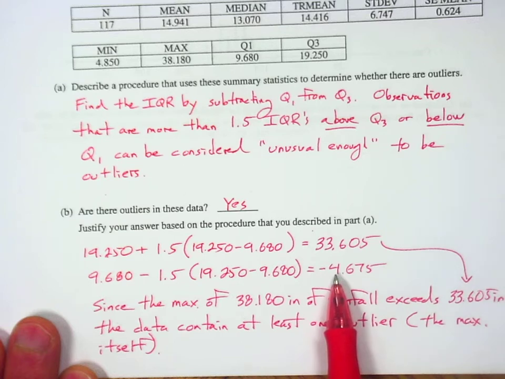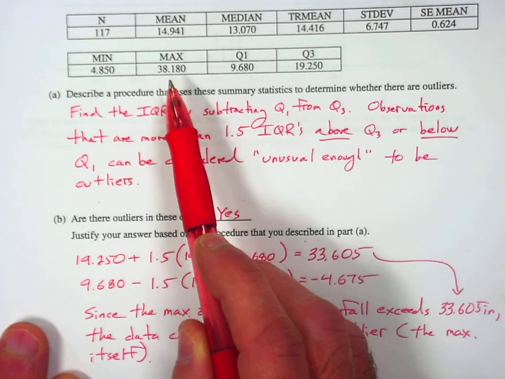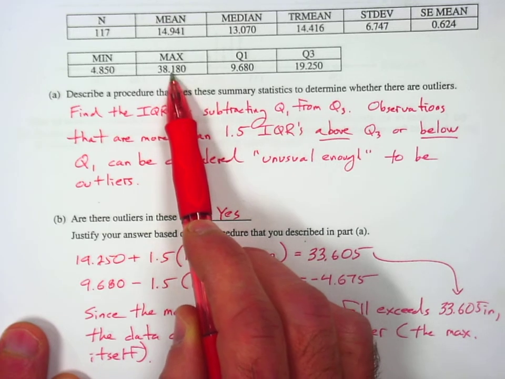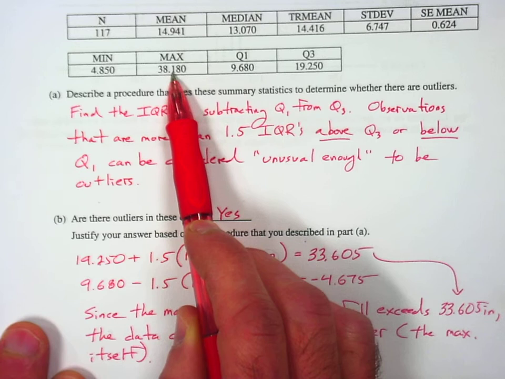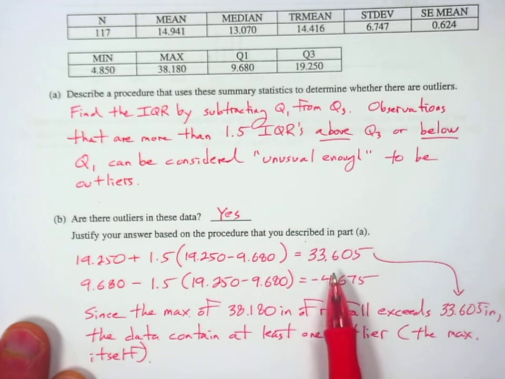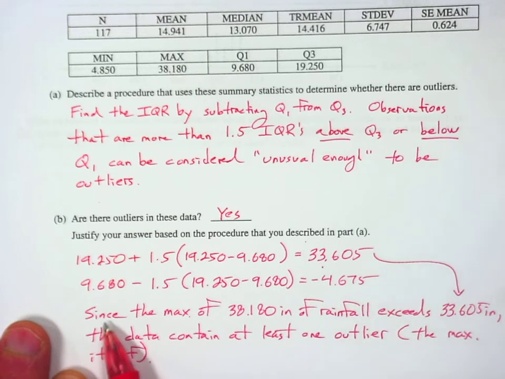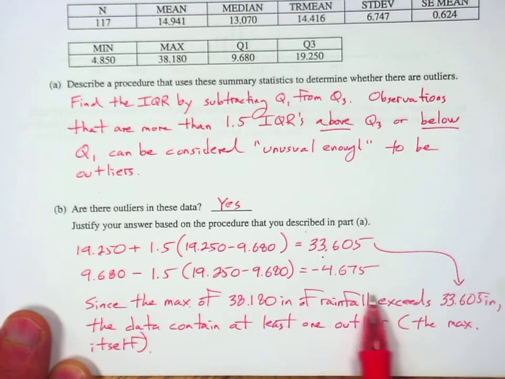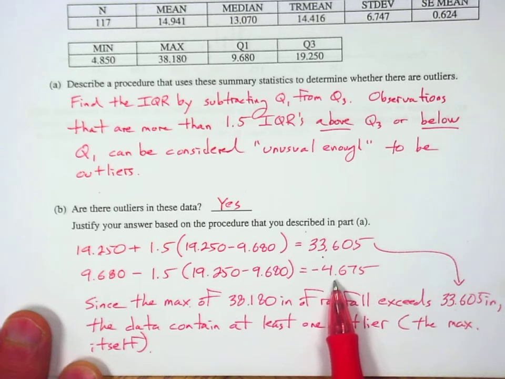So are there outliers? Yes, because if you look at the summary statistics, the maximum is 38.180. The maximum represents a specific value of rainfall in this data set, and it certainly exceeds the 33.605. So you need to say that and make that comparison. Since the max exceeds the 33.605, the data contain at least one outlier. The maximum itself is an outlier. There may very well be more outliers, we just don't know how many. There aren't any outliers in the other direction, since we can't have a negative amount of rainfall.